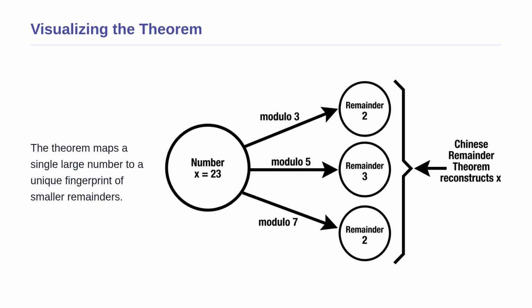The Chinese remainder theorem is the large arrow pointing backward. It provides the exact mathematical bridge to travel from that fragmented fingerprint back to the original hidden number. It shows us how multiple small pieces of information combine perfectly to reveal a single hidden truth.